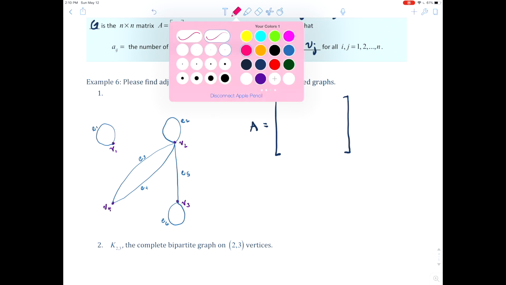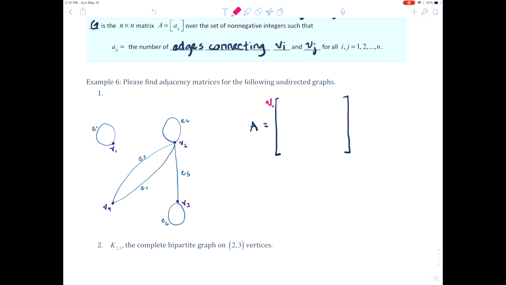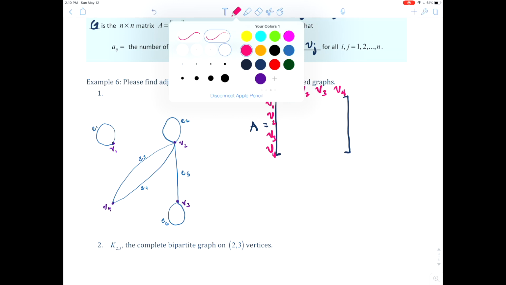So, going a little more quickly, again, we have V1, V2, V3, V4, if you want to have just a little more direction for yourself. You don't have to write the V's. And we have one edge that's going from V1 to V1 because we have the loop, okay?